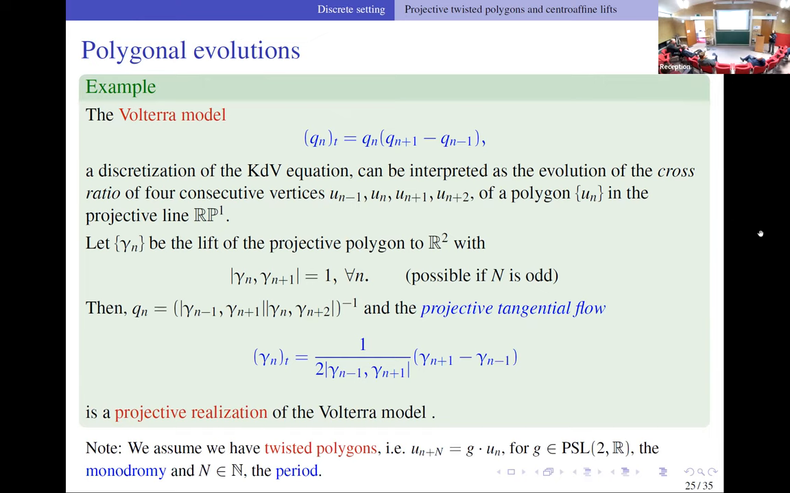One really, really simple example that you might have seen is the so-called Volterra model. For now, just take it as you have a variable q, take it real, indexed by n, so think of a lattice if you wish. The evolution of u sub n, the velocity field, is so simple: it's q sub n times the difference between q at n plus one, the next site, minus q at n minus one, the previous site. This is known to be a discretization of the KdV equation.